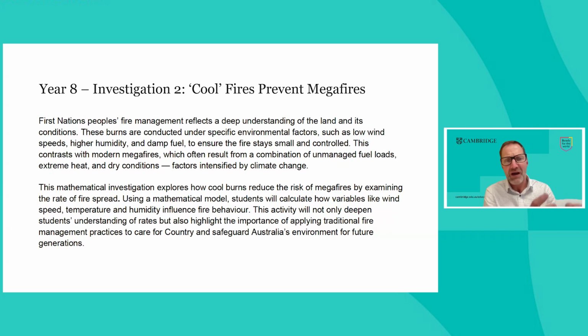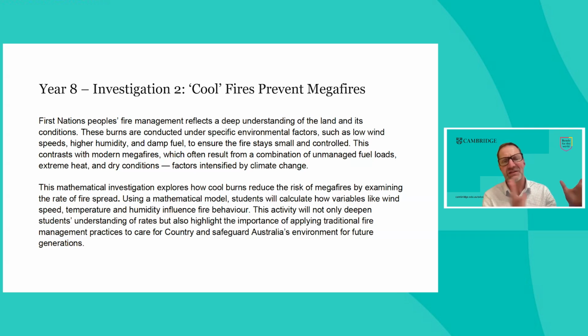First Nations people's fire management reflects a deep understanding of the land and its conditions. These burns are conducted under specific environmental factors, such as low wind speeds, high humidity, and damp fuel, to ensure the fire stays small and controlled. This contrasts with modern megafires, which often result from a combination of unmanaged fuel loads, extreme heat and dry conditions, factors intensified by climate change.